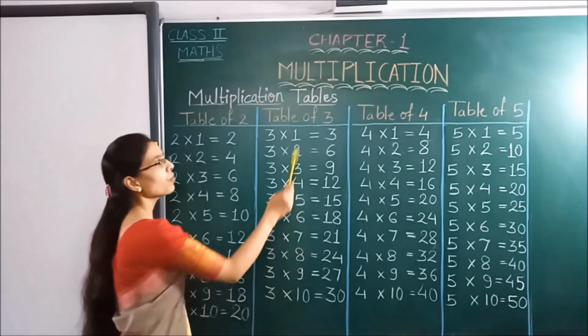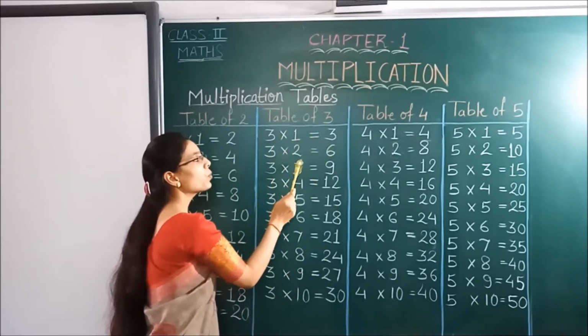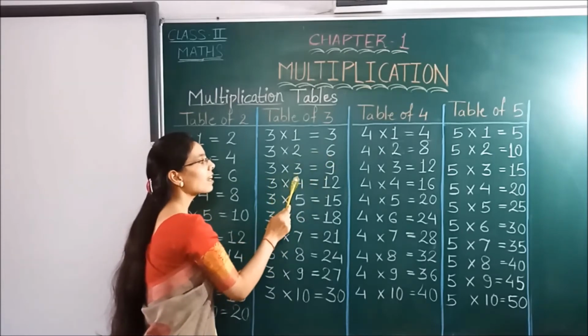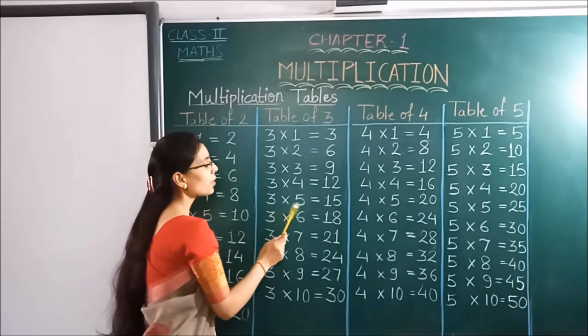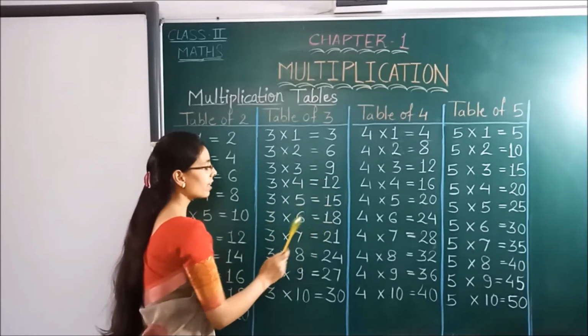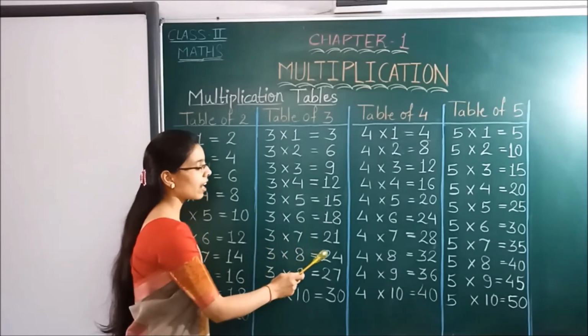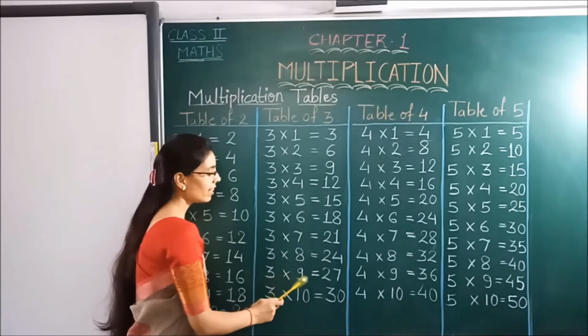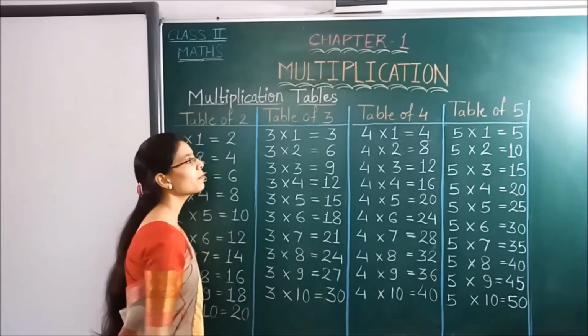Okay. Then table of 3. 3 ones are 3. 3 twos are 6. 3 threes are 9. 3 fours are 12. 3 fives are 15. 3 sixes are 18. 3 sevens are 21. 3 eights are 24. 3 nines are 27. 3 tens are 30.